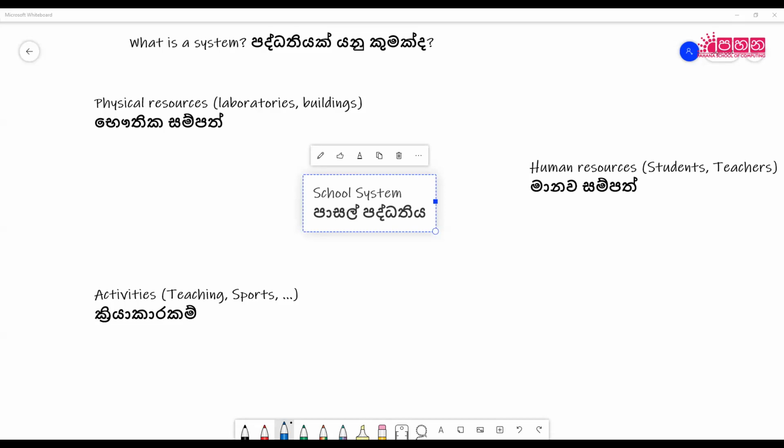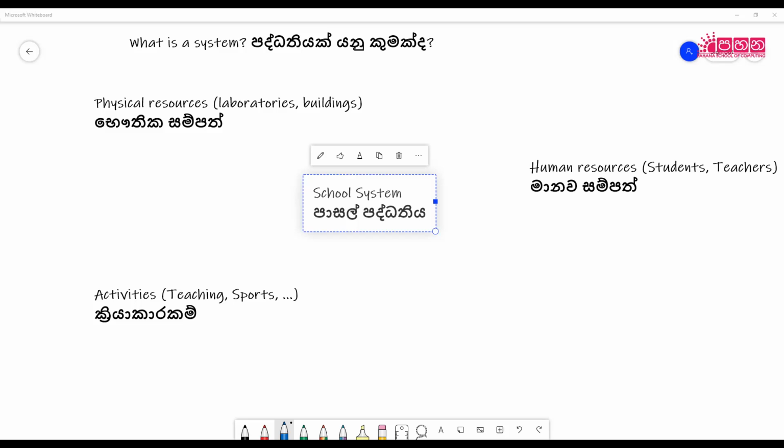So make good citizens. So using physical resources, using human resources and activities, we can transform students to good citizens of the society. And අපි භෞතික සම්පත් මානව සම්පත් සහ විවිධ ක්‍රියාකාරකම් හරහා අපිට පුළුවන් ශිෂ්‍යයන්ව වැඩදායක යහපත් පුරවැසියන් විදිහට පරිවර්තනය කරන්න.